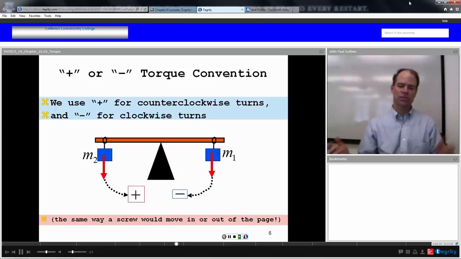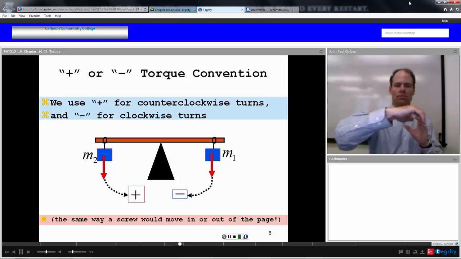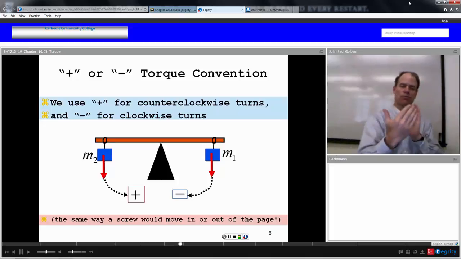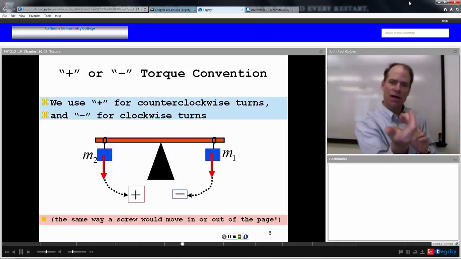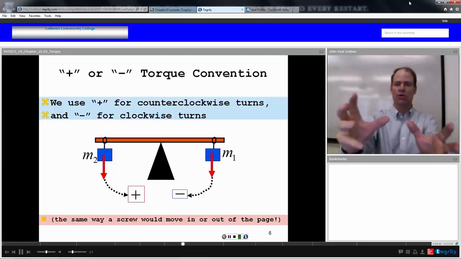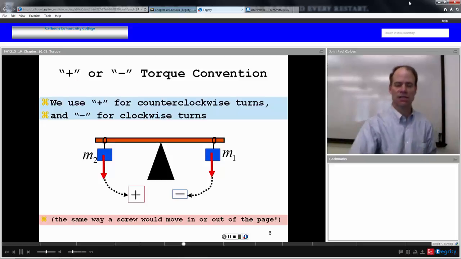It's the same way a screw would move in or out of the page if you were to tighten or loosen the screw. If you were to tighten the screw, you would go clockwise, and that would force the screw inward this way in the negative z direction. If you were to loosen the screw, it would go counterclockwise, and that would loosen it and pull it outward in a positive z direction.